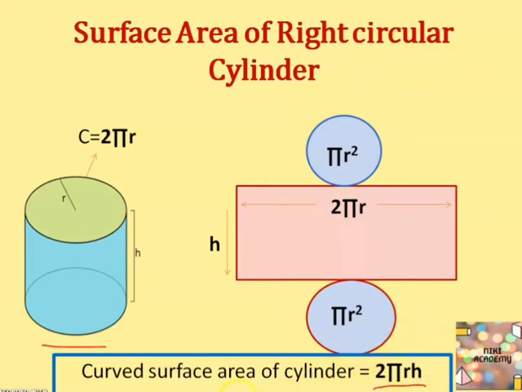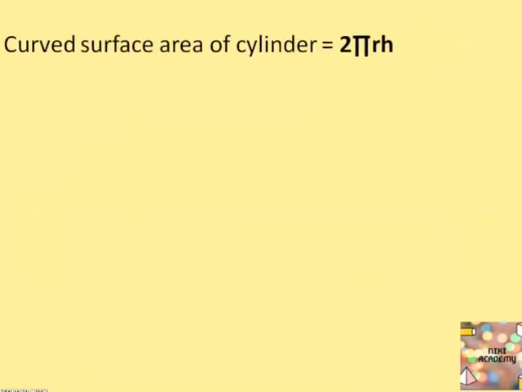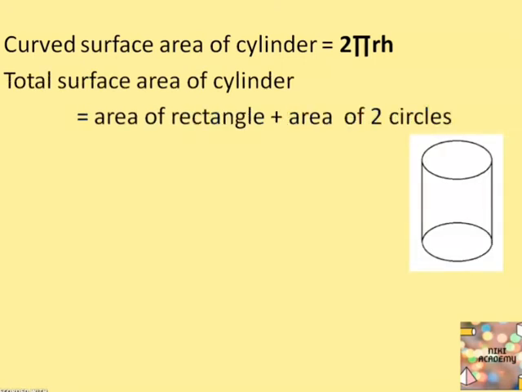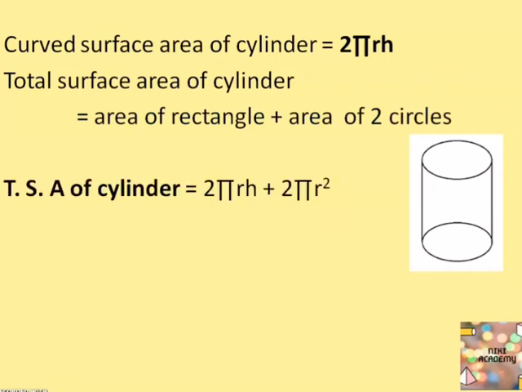Now we have found only the curved surface area. We are going to find the total surface area of the cylinder, so we have to add the 2 circles also to the curved surface area. The total surface area of the cylinder equals the area of the rectangle plus the area of 2 circles. That is, TSA of cylinder equals 2 pi r h plus 2 pi r squared.